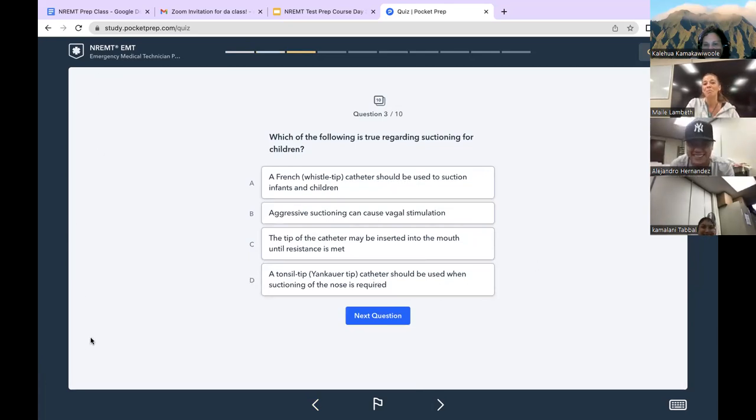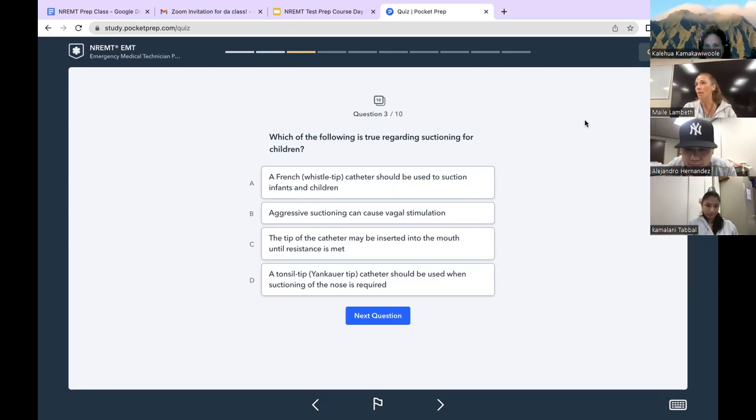Okay. This is one of those questions I think you guys might actually not know, because we don't go over a lot of the suction stuff, but let's talk about this a little bit. Which of the following is true regarding suctioning for children? Before we even look at any of this stuff, let's say you start looking at it and you're going, oh my God, I don't even know what is what.